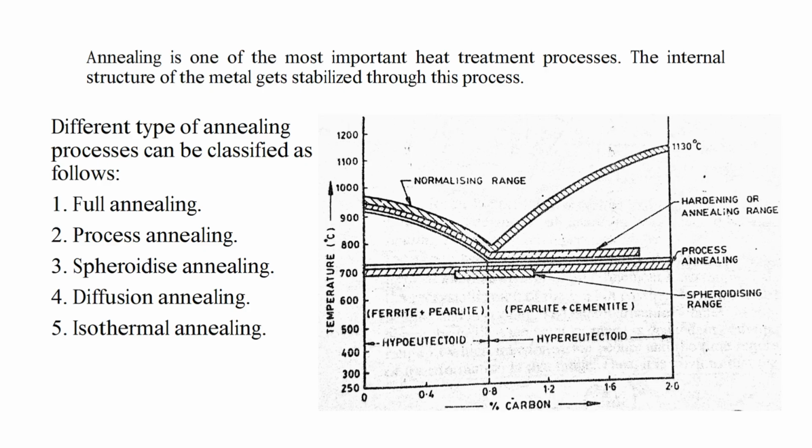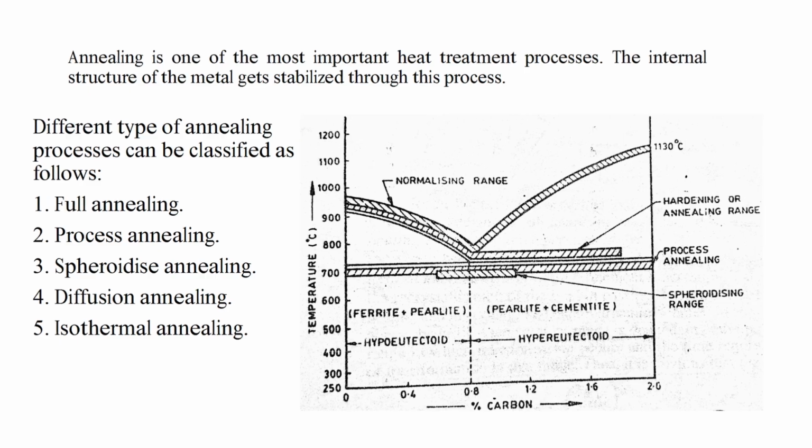4. Diffusion annealing. And 5. Isothermal annealing. A chart on this slide shows the temperature ranges for these processes against carbon content. For hypoeutectoid steels, we have the normalizing range and the hardening or annealing range in the ferrite plus pearlite region. For hypereutectoid steels, we see the spheroidizing range in the pearlite plus cementite region.